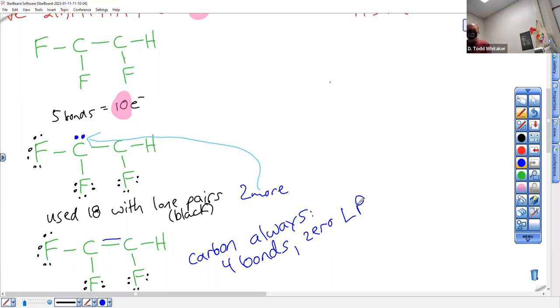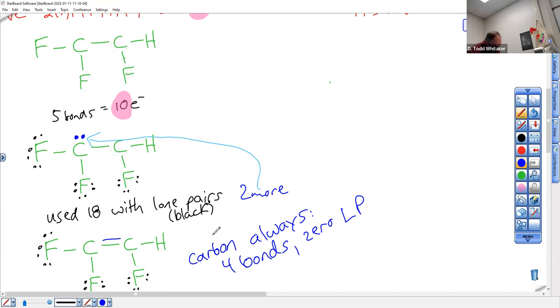Okay? You need the nature of the players in this game. What are the natures? How many bonds they make? How many lone pairs they have? What their electronegativities are? This is the behavior of the players in this play called organic chemistry. You better learn this play or else you're going to fail. Okay?